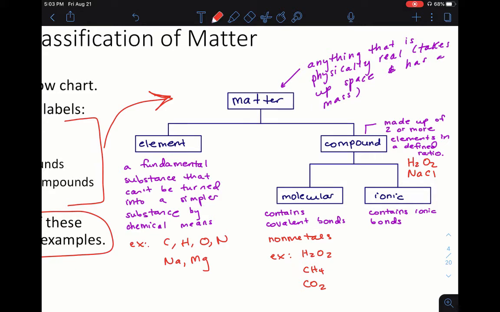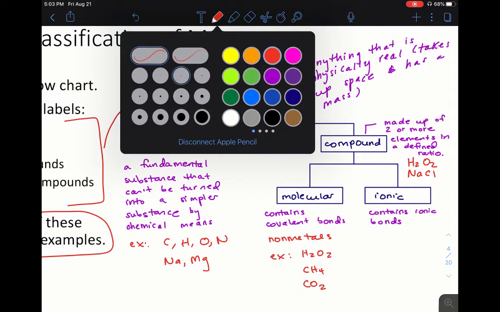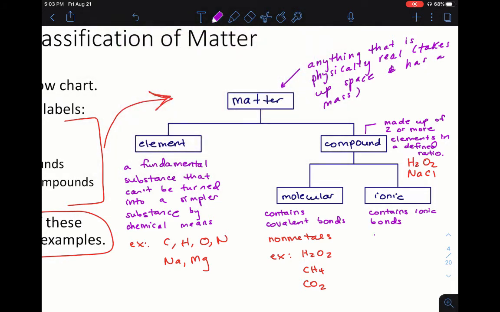Ionic compounds. Well, ionic compounds contain ionic bonds. So what that means is that they are made up of a cation and an anion. And I suspect that many of you in your definition maybe wrote that they were made up of a metal and a nonmetal. Often they are made up of a metal that has formed a cation and a nonmetal that has gained electrons to form an anion, but not always. Ionic compounds are made up of ions. That is the general definition.